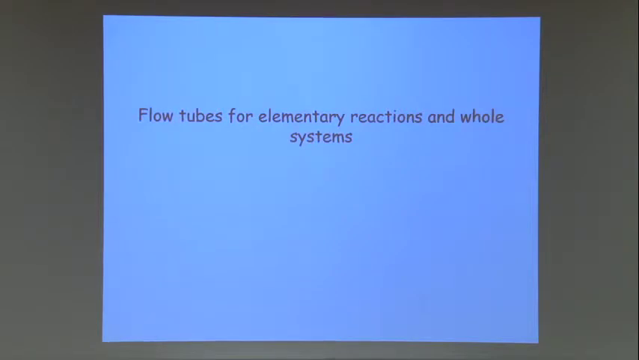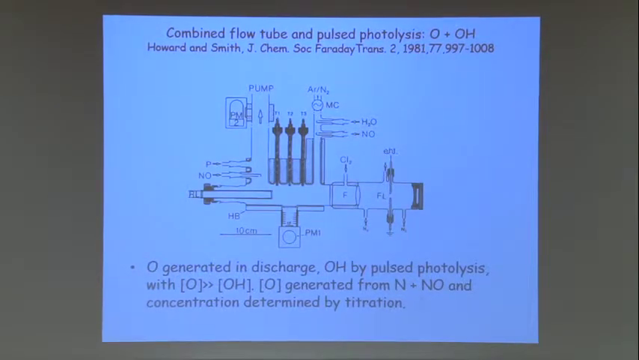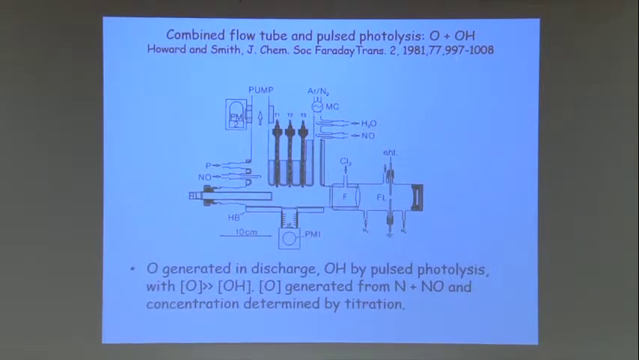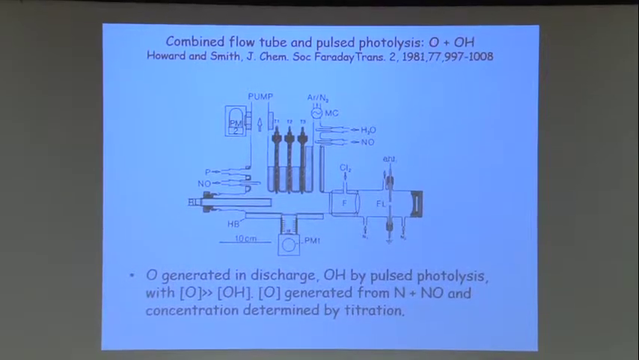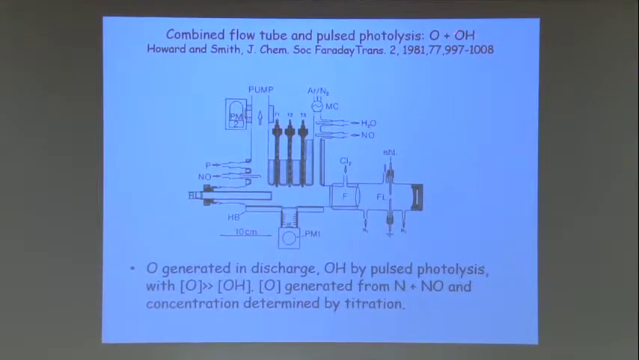Okay, let's look quickly through use of flow tubes. So this is, again, a difficult experiment to do because it involves a reaction between an atom and a radical. So two radical species, an atom and this radical here.